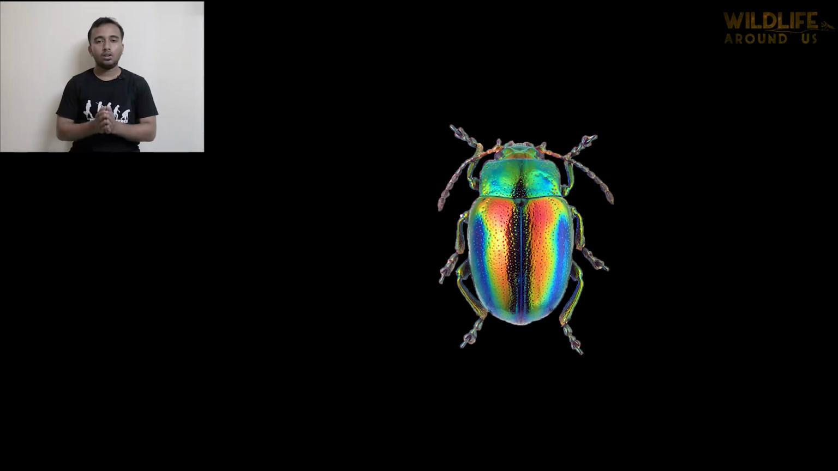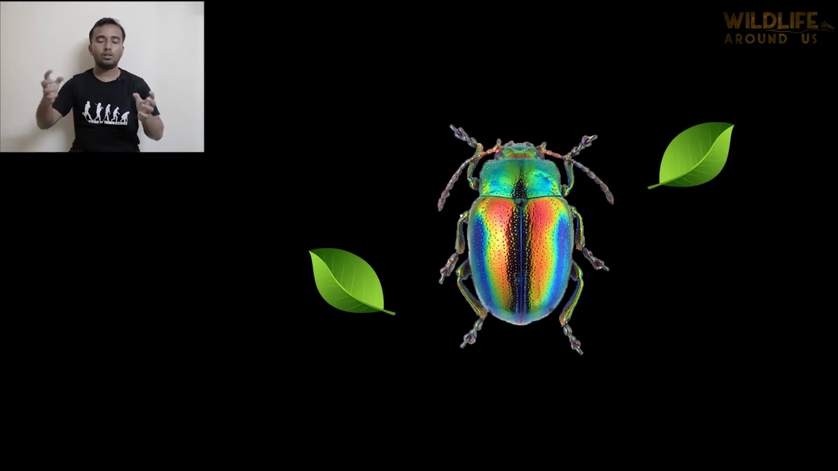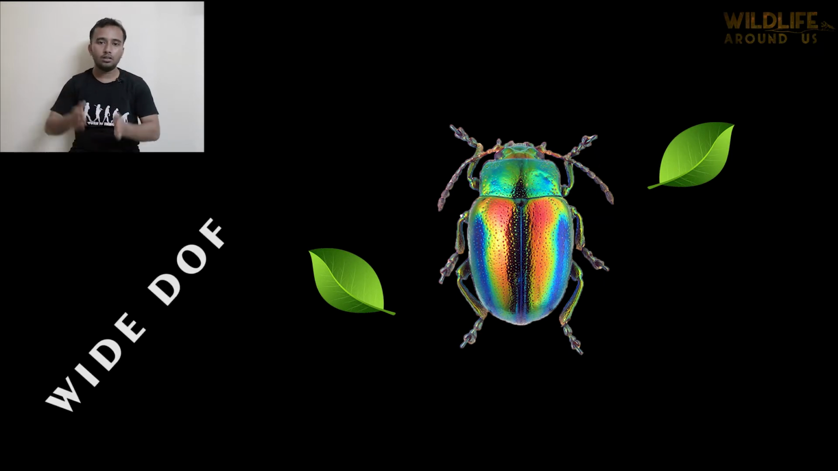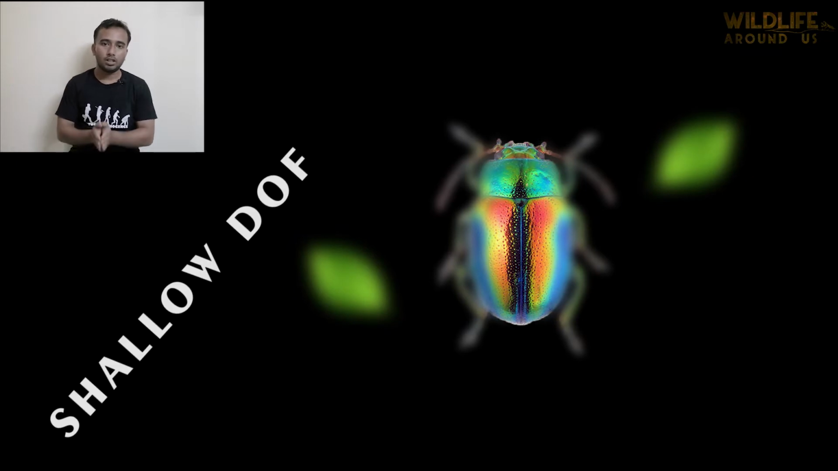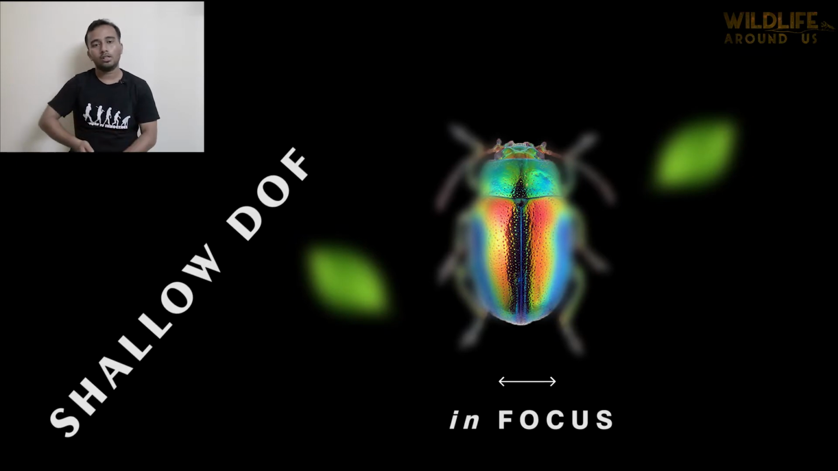Now let us come to the concept of the deep or wide depth of field and the shallow depth of field. Let us assume that there are two leaves on both sides of the insect. If we want a deeper depth of field, we will include the two leaves in focus, and if we want a shallower depth of field, we will focus on a certain portion of the insect.